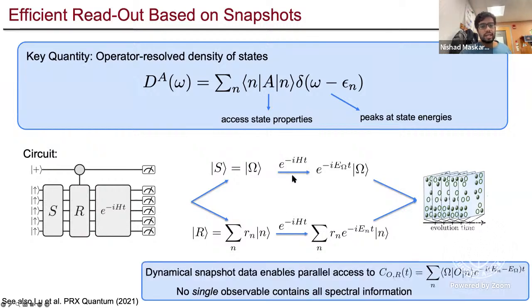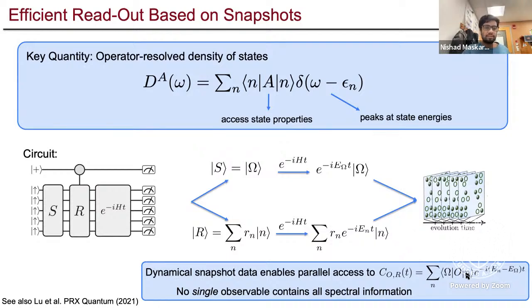More quantitatively, from this dynamical snapshot data, you can access 2 time correlation functions of the form C(O, R), where R is the initial perturbation and O is some probe observable. And this 2 time correlation function contains components that oscillate at the energies of the underlying eigenstates. So this is a very intuitive thing for many folks in many-body physics, that the time dynamics of observables contain information about the underlying eigenstates.